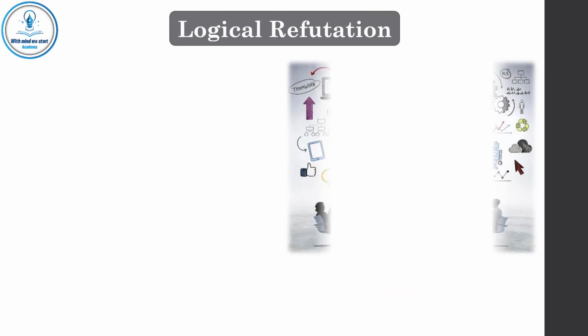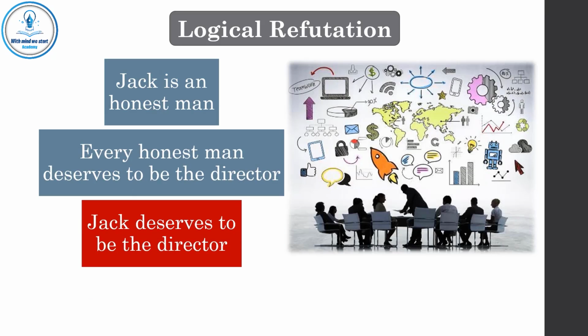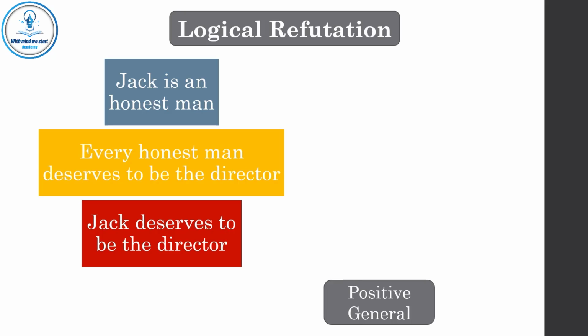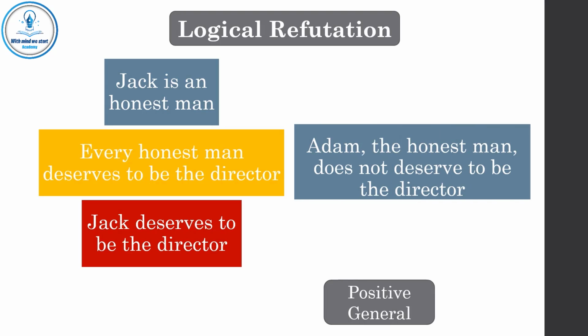These types of propositions are used in logical refutation. For example, let's go back to the first example. The second premise, every honest man deserves to be the director. This is a positive general proposition. Someone may attack this premise and prove it is wrong by proving that Adam, the honest man, doesn't deserve to be the director. It's enough to prove that Adam, the honest man, doesn't deserve to be the director to prove that not every honest man deserves to be the director. Adam, the honest man, doesn't deserve to be the director is a negative special proposition.